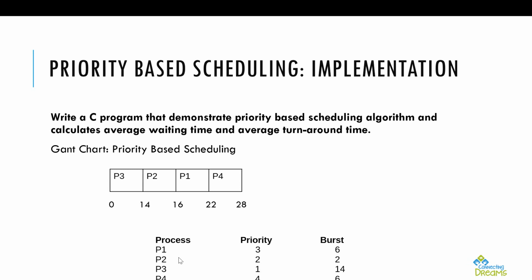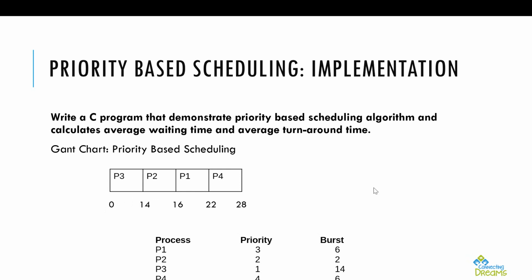Then the next highest priority is P1 and its burst time is 6. So after 16, the burst time is added, which makes it 22. And then finally P4 comes into the scheduling process. For this P4, the burst time is 6. So 22 plus 6 gives you 28. So this is a Gantt chart which helps us understand in what manner the processes are going to be aligned one after another and what their burst time and turnaround time would be.